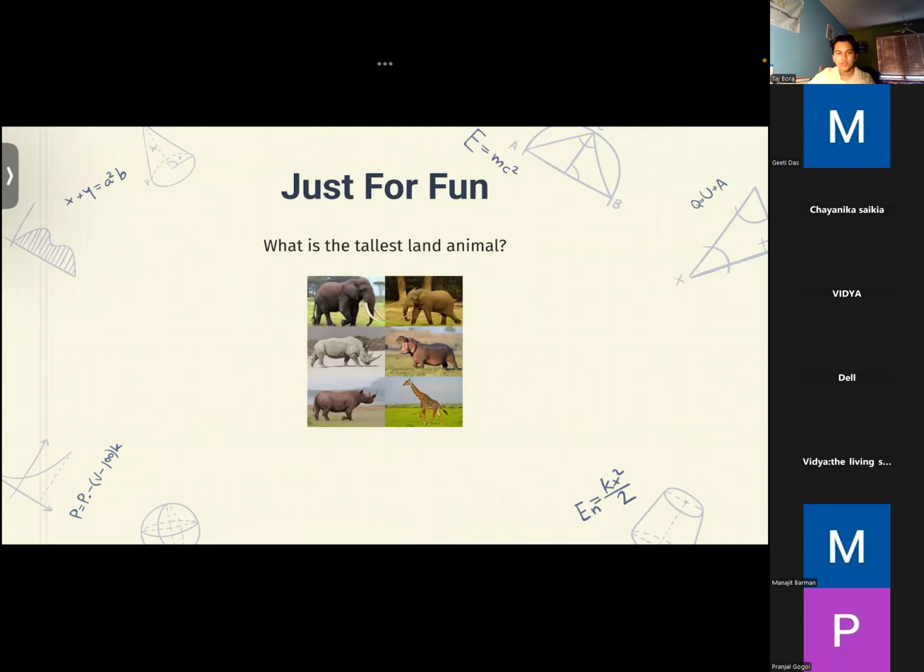And then this is just a for fun question, so any student can just yell out the answer. What is the tallest land animal? If a student knows, they can say this trivia question. Okay, students, please respond to the question. Giraffe. Yep, giraffe. That's the right answer.